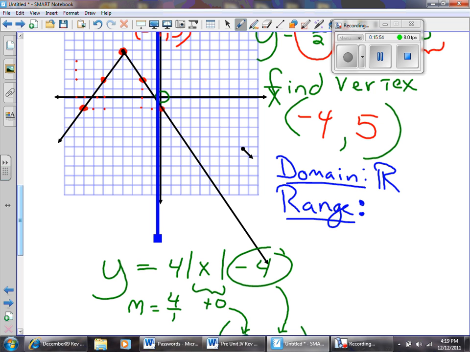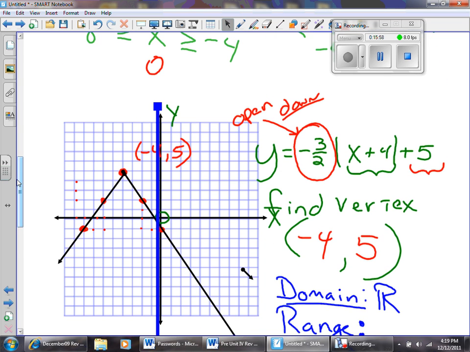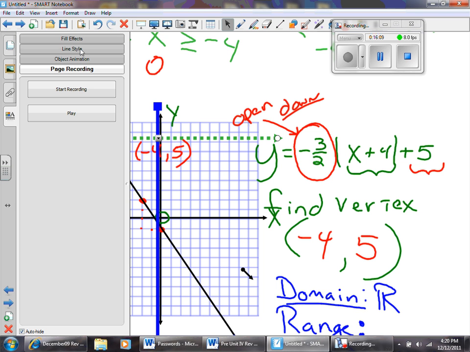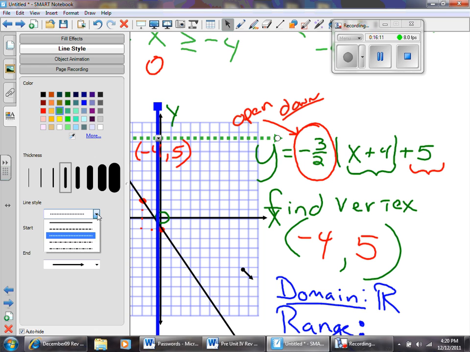Okay. Well, for range, I'm testing y values. And for the y values, I like a horizontal line. Okay. I like my horizontal line. And let me see here. I like my line to be solid. All right, line style, solid. And we'll go for kind of a purplish color.